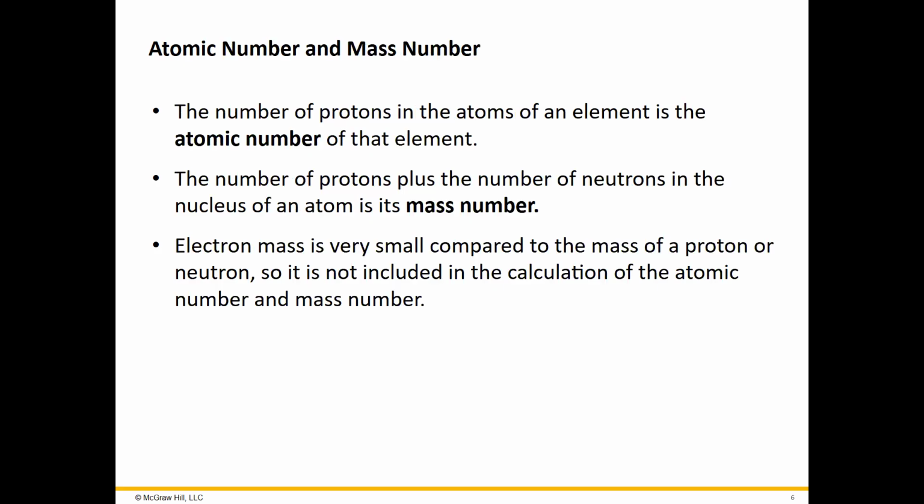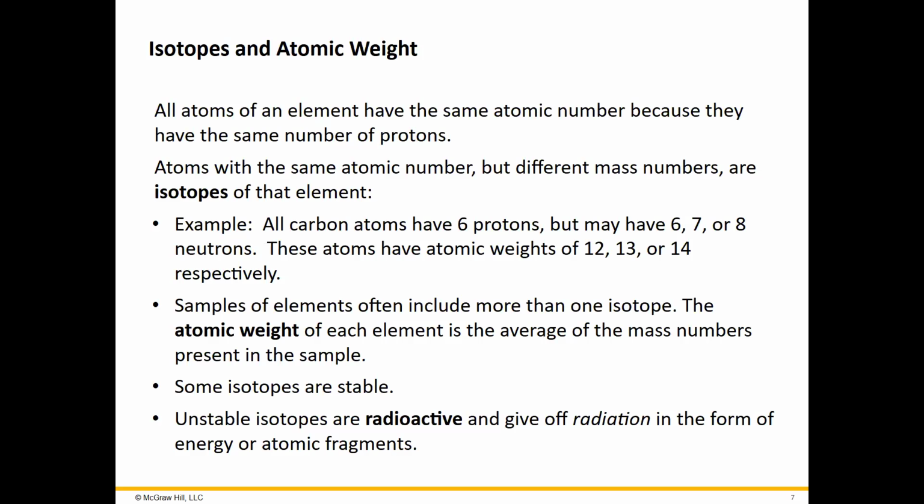The atomic number of that atom is just the number of protons. The atomic mass is the number of protons plus the number of neutrons. And when we change the atomic mass by changing the number of neutrons, but keeping the same element, keeping the same atomic number, therefore the same number of protons, we create isotopes.